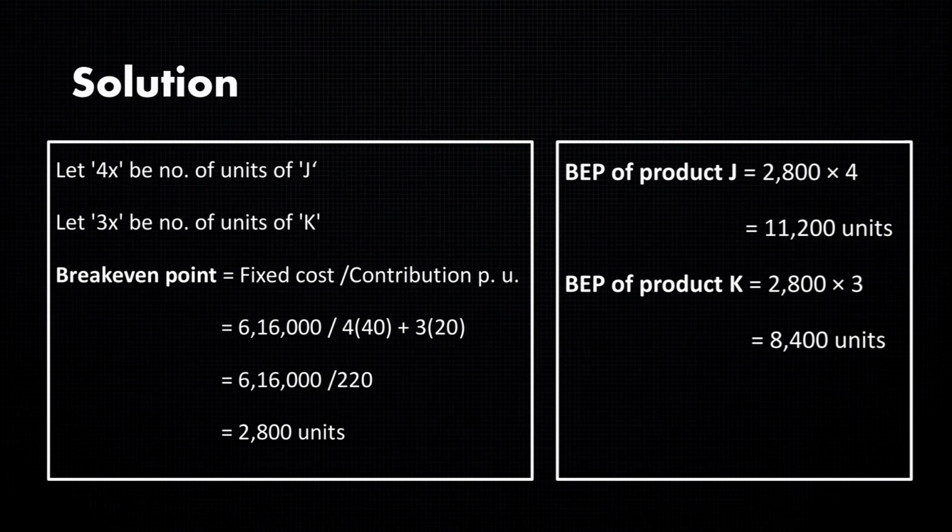From that, we first noted 4x and 3x, so we substitute 2,800 units for the BEP. For product J, 2,800 into 4, we get 11,200 units. And BEP for product K, 3 into 2,800, is 8,400 units.